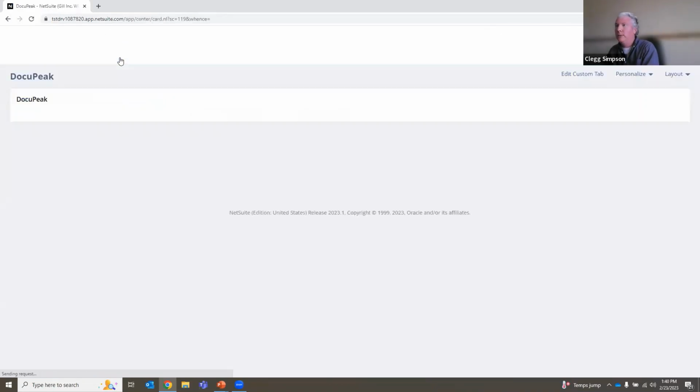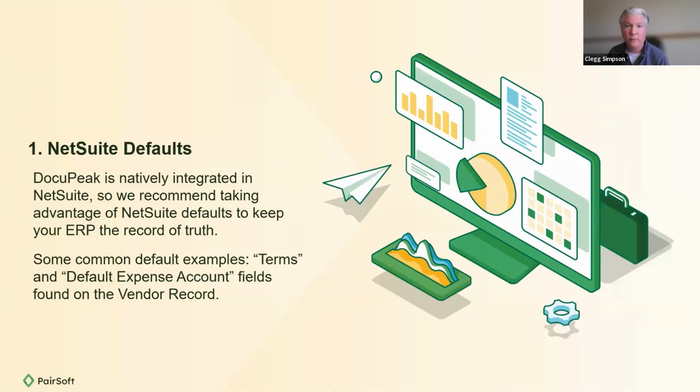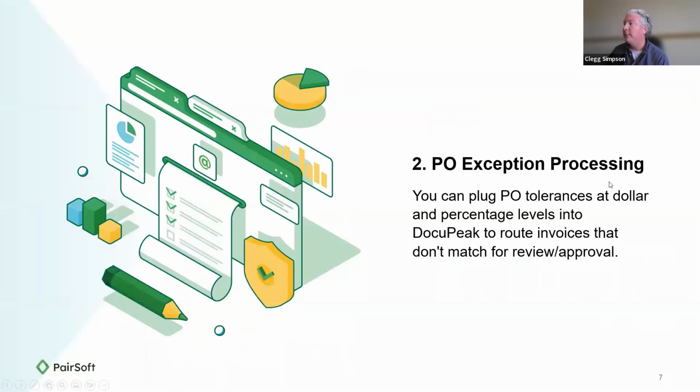Cool. Let's go back to DocuPeak. All right, so that was the first tip. The second one is PO exception processing. This was actually one that Sarah came up with.